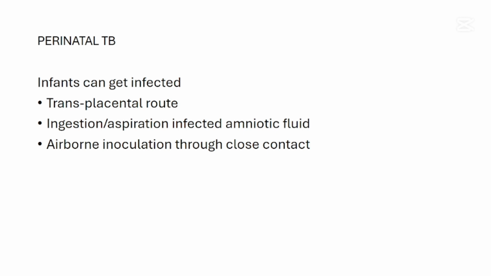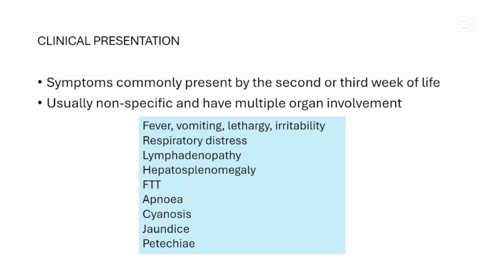Okay. Then a few things regarding perinatal TB. An infant can get TB transplacentally, by ingestion or aspiration of infected amniotic fluid, or through the airborne route after delivery through close contact. Symptoms are commonly present after the second week of life, and these symptoms are very common in premature infants with a lot of other diseases.